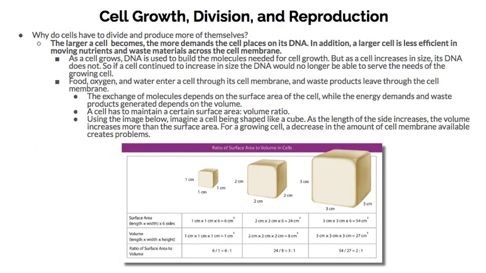So why do cells have to divide and produce more themselves? There are two main reasons. The larger the cell becomes, the more demands the cell places on its DNA. In addition, a larger cell is less efficient at moving nutrients and waste materials across the membrane.